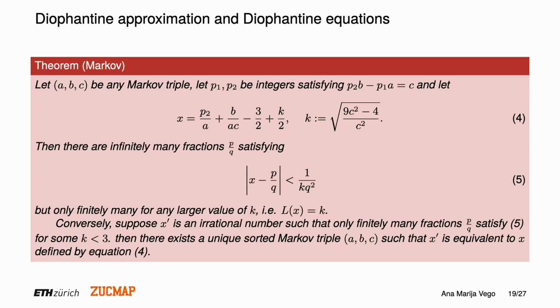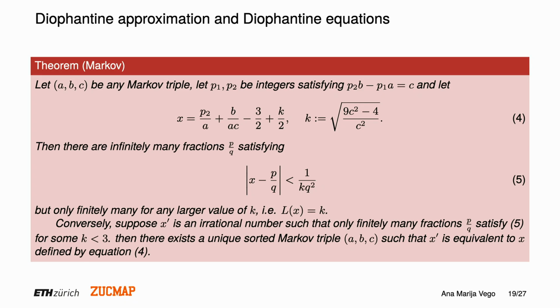If you choose a, b, c to be 1, 1, 1, and you can also see this for yourself, we can choose some integers which satisfy this condition, and we can then compute that k is equal to the square root of 9 minus 4 divided by 1, or square root of 5. And if k is equal to square root of 5, we get that x is equal to precisely the golden ratio, 1 plus square root of 5 divided by 2. And then Markov's theorem just says the same thing that Hurwitz's theorem said. It says that there are infinitely many fractions satisfying this inequality, but only finitely many for any larger value of k.